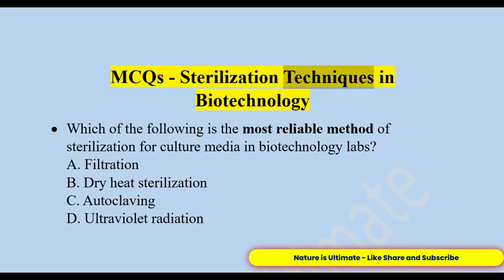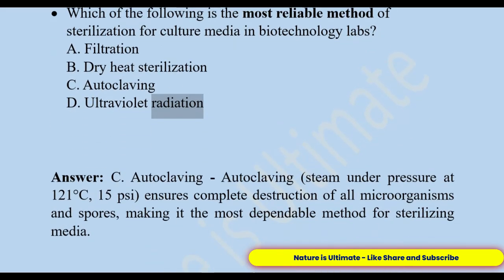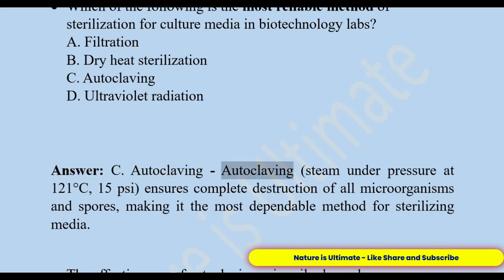MCQs, Sterilization Techniques in Biotechnology. Which of the following is the most reliable method of sterilization for culture media in biotechnology labs? A. Filtration. B. Dry heat sterilization. C. Autoclaving. D. Ultraviolet radiation. Answer: C. Autoclaving. Autoclaving, steam under pressure at 121 degrees Celsius, 15 psi, ensures complete destruction of all microorganisms and spores, making it the most dependable method for sterilizing media.